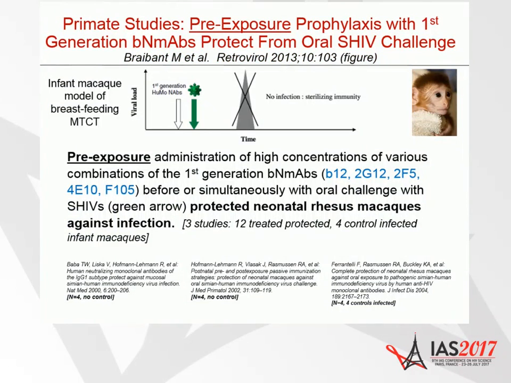So let's move to primate studies. Initially looked at first-generation monoclonal antibodies. So these studies looked at pre-exposure administration of high doses of combination of the first-generation antibodies like 2G12, 2F5, 4E10, before or simultaneously with oral challenge with SHIV in the green arrow there. And this protected all monkeys against infection. This is from 3 studies. 12 treated animals were protected, 4 control animals were infected.